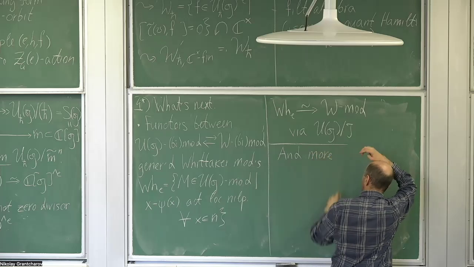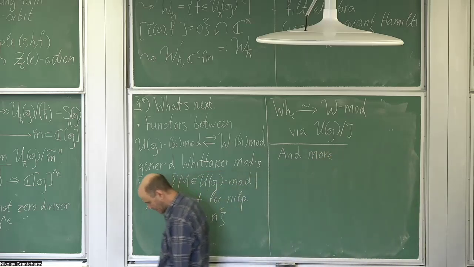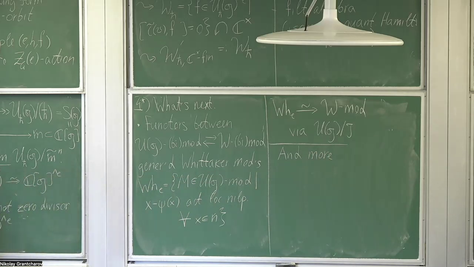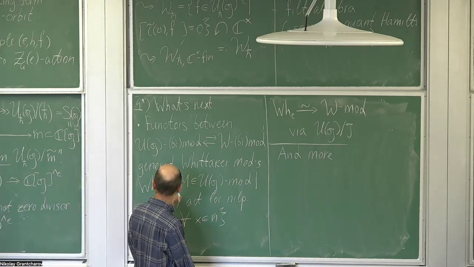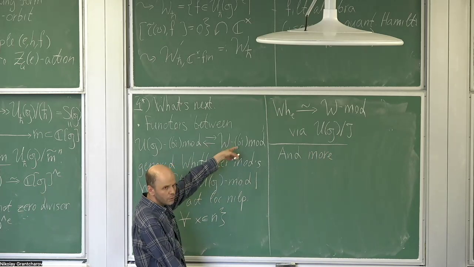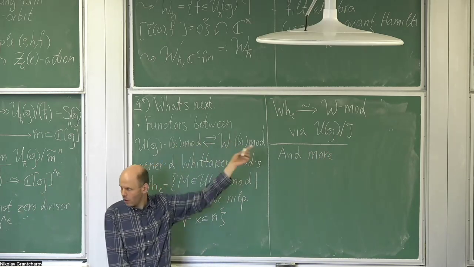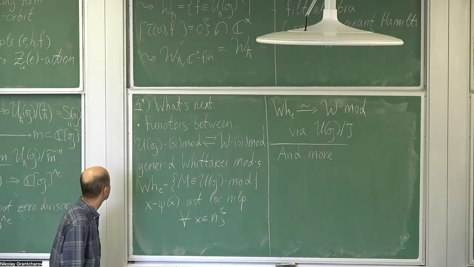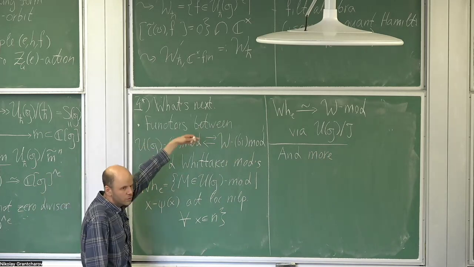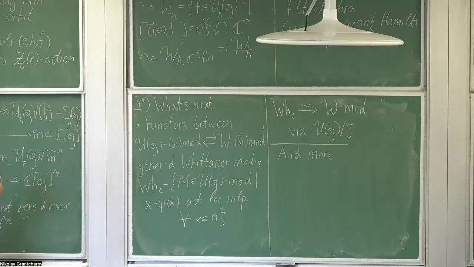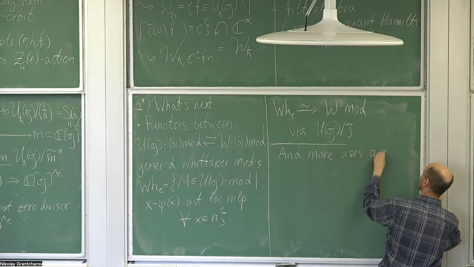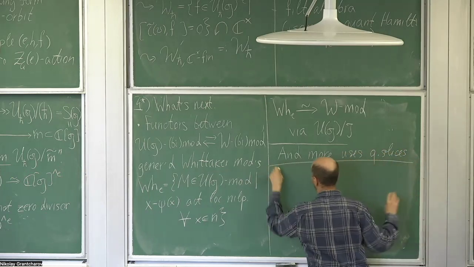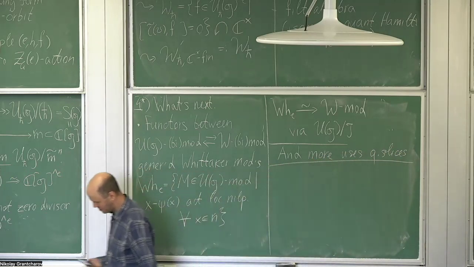And somehow a common feature of all these functors is that they are more convenient to study using the slice construction. Most notably, there are functors between categories of Harish-Chandra bimodules. There are functors between categories O, functors between Harish-Chandra modules, and so on. There's a lot more, and all of this uses quantum slices. So that's one remark.